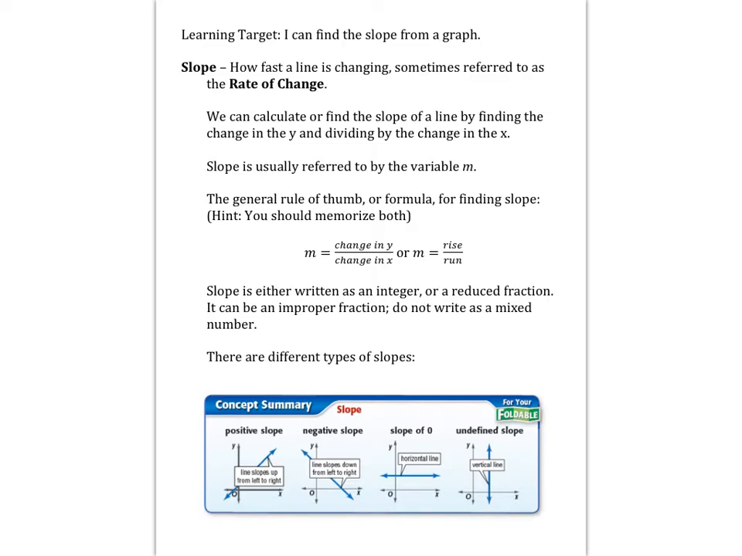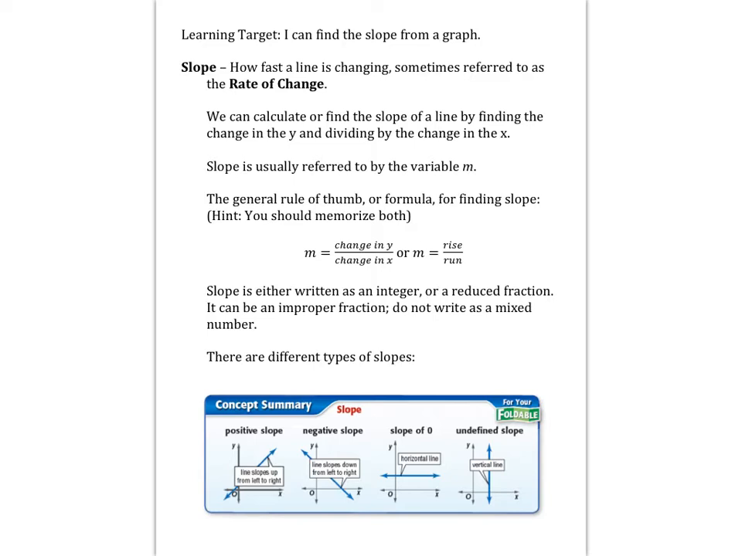Slope is how fast a line is changing or how steep a line is, and this is sometimes referred to as the rate of change. So slope and the words rate of change mean the same thing. We can calculate or find the slope of a line by finding the change in the y and dividing by the change in the x. So finding the difference in the y values and dividing that by the difference in the x values.